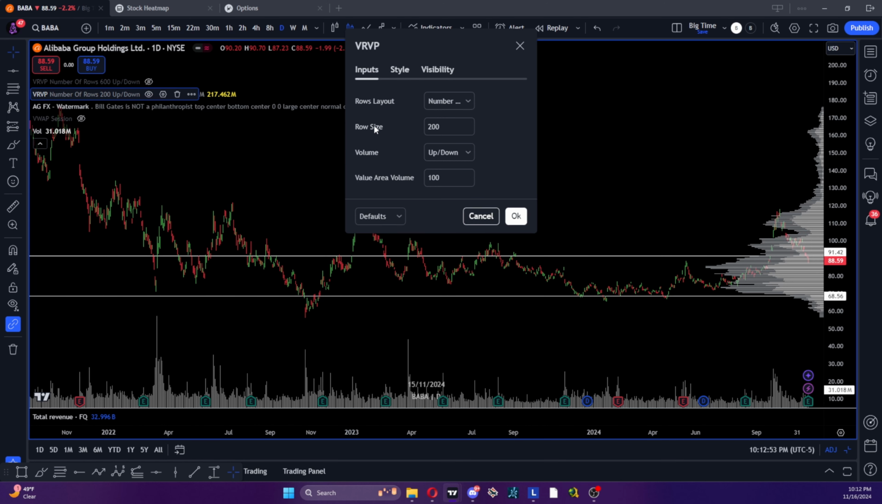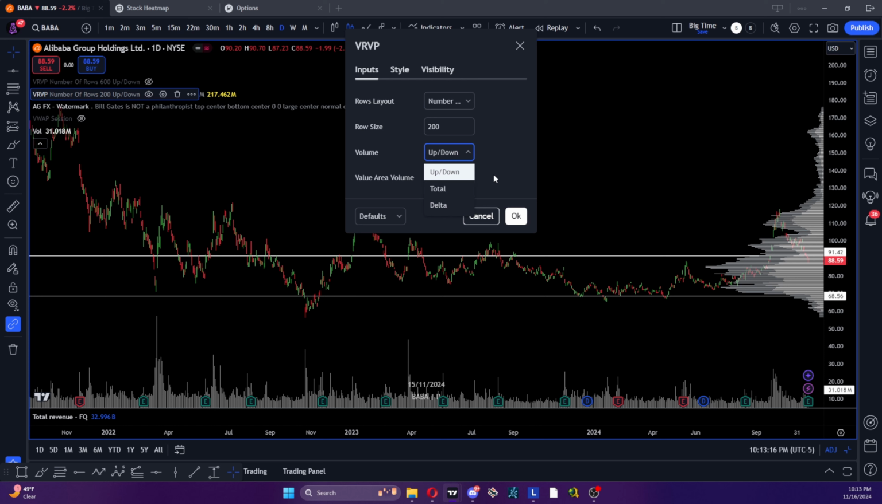Don't forget to show the inputs. Yeah, thank you. So the row size, you can put any value, like 500, or I would put any value between 100 to 300. I feel like 300 is a little bit too much. I think the sweet spot is 200. Whoops, definitely not that number. 200. At least with 200 you could see the bars. And then rows layout will always be number of rows. Volume up and down, again, it does not matter.